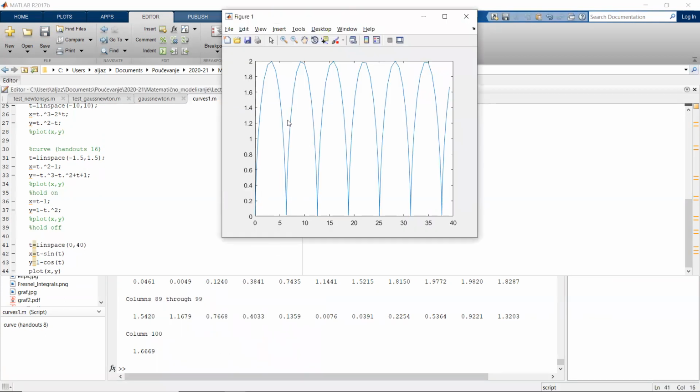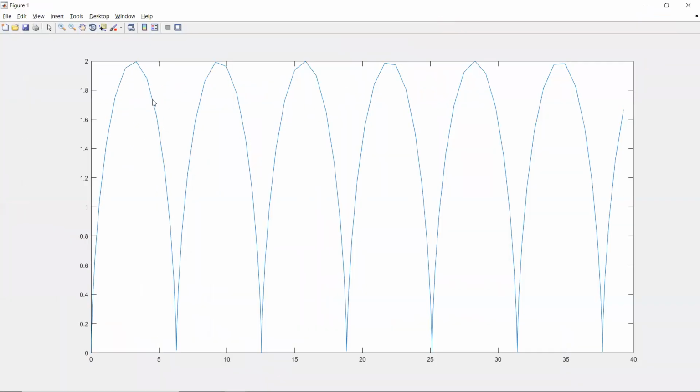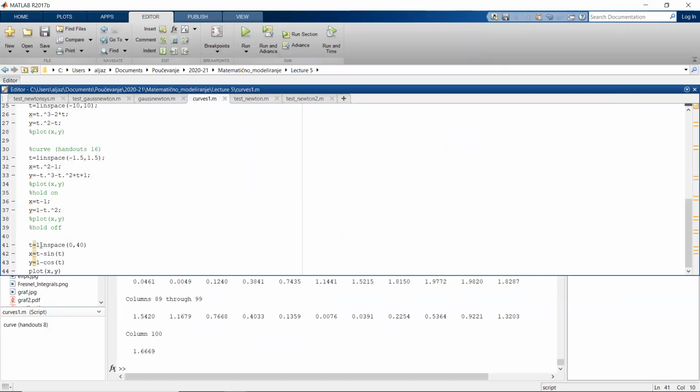Yeah, so this is the bed of the valve. So you see, it looks like it's not smooth. This is because of linspace. This was also the problem before when we were drawing the circle. The problem is that in linspace I didn't give the third parameter, which means how many divisions MATLAB should do.